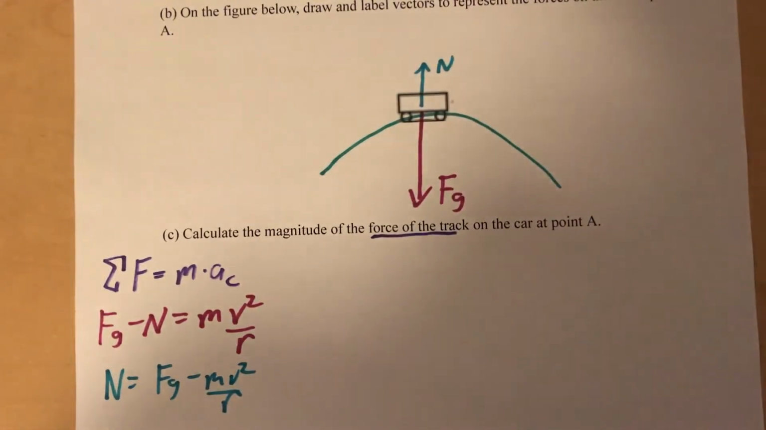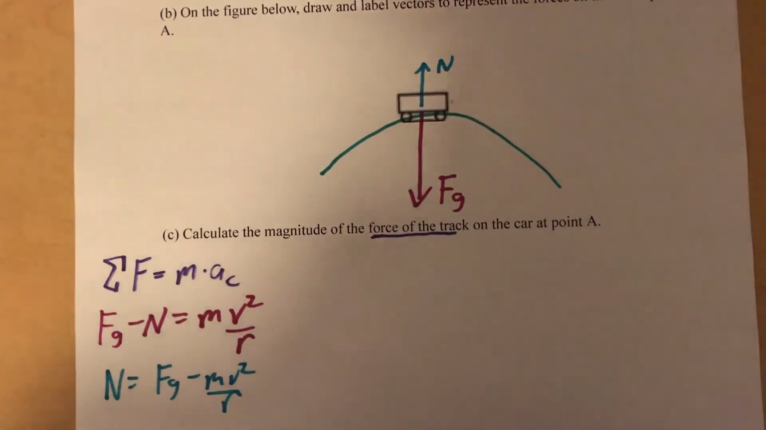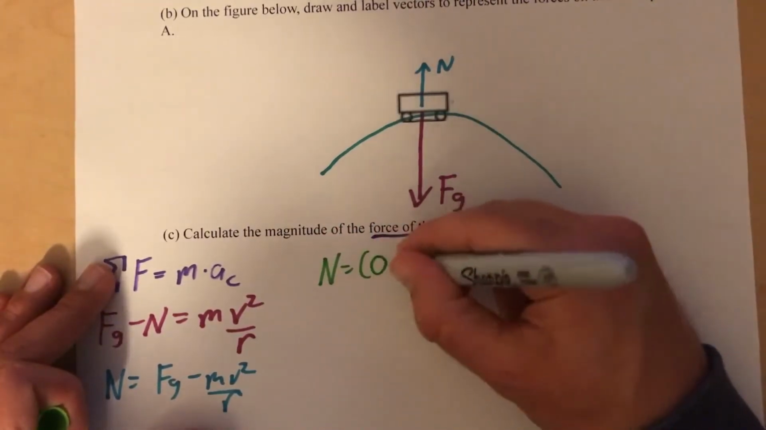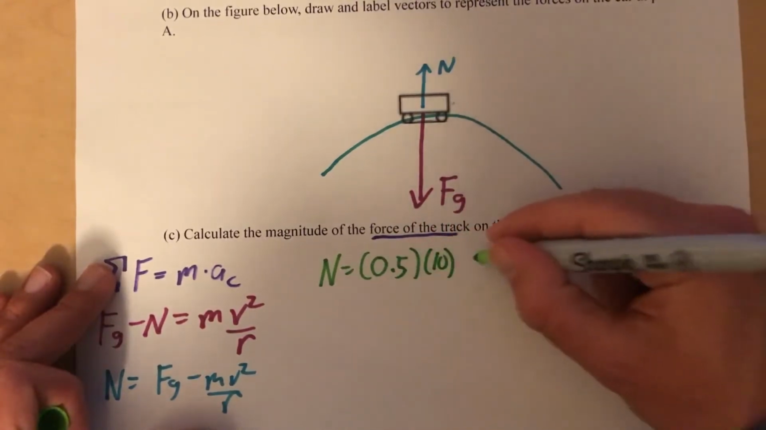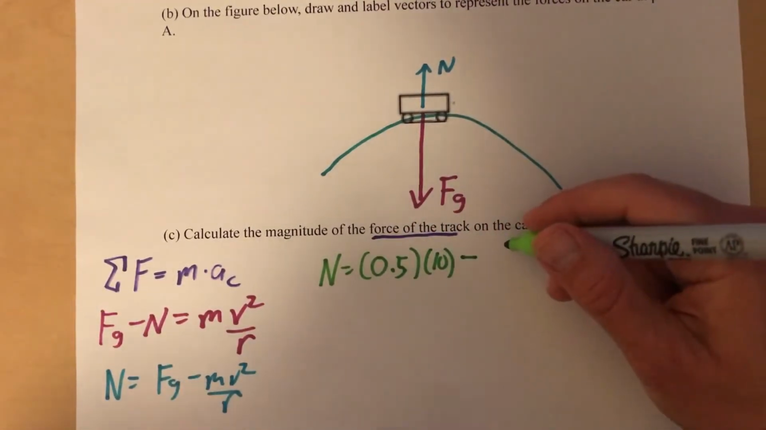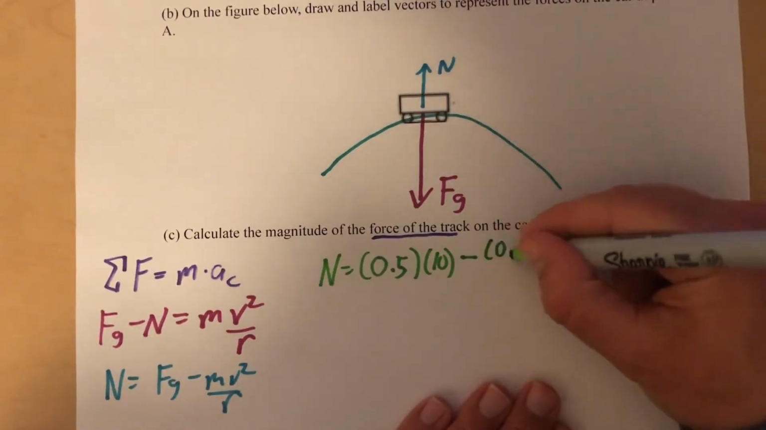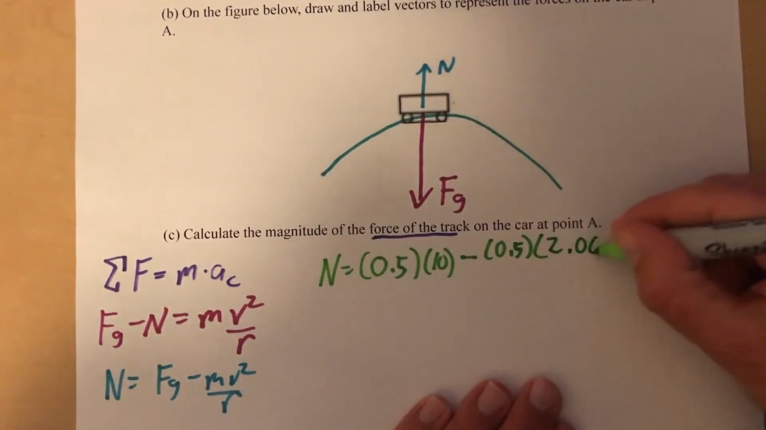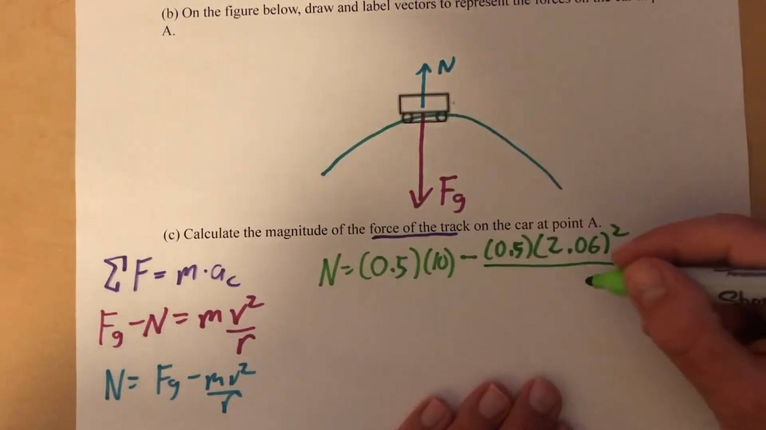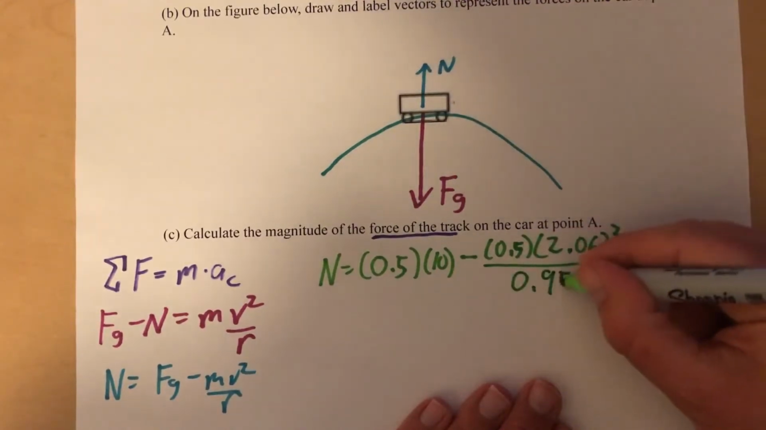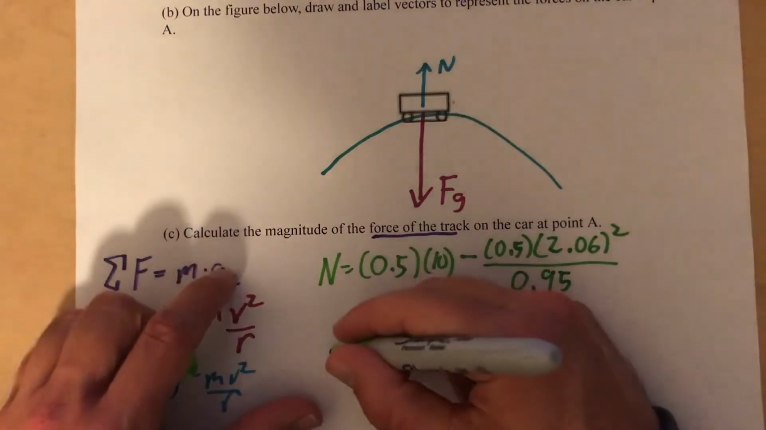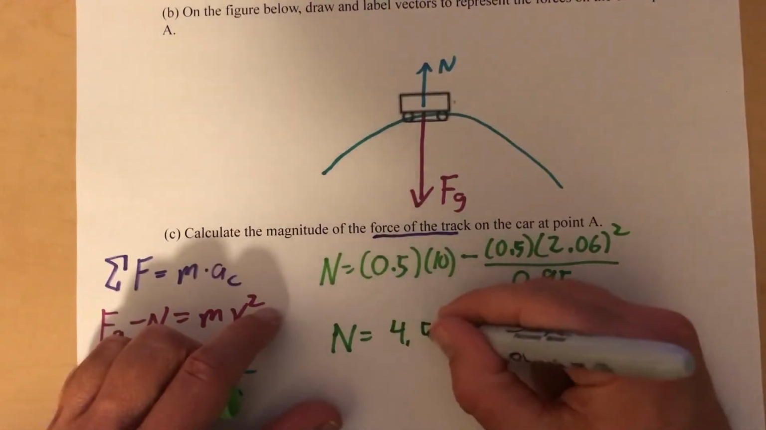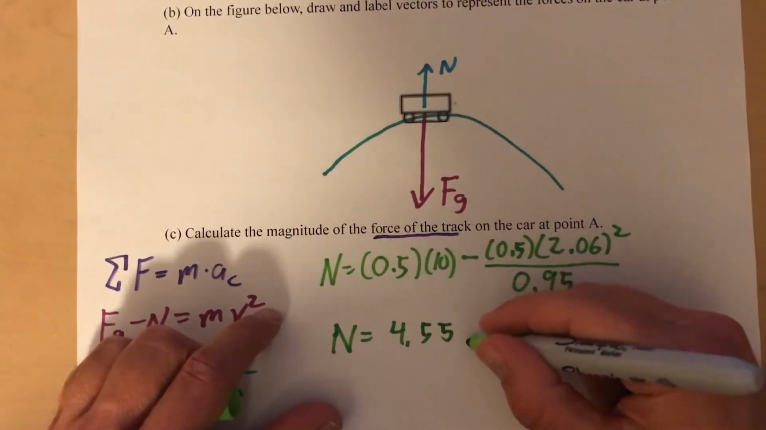And now I can finally start to plug in for these. So normal then will equal Fg, which will be the mass, 0.5, times gravity, which is 10, minus this part here. So minus the mass again, which is 0.5. Velocity on top of that hill, remember, was 2.06 squared. And the radius of that circle was 0.95. And if you work all of that out, you should get a normal force equal to about 4.55 newtons.